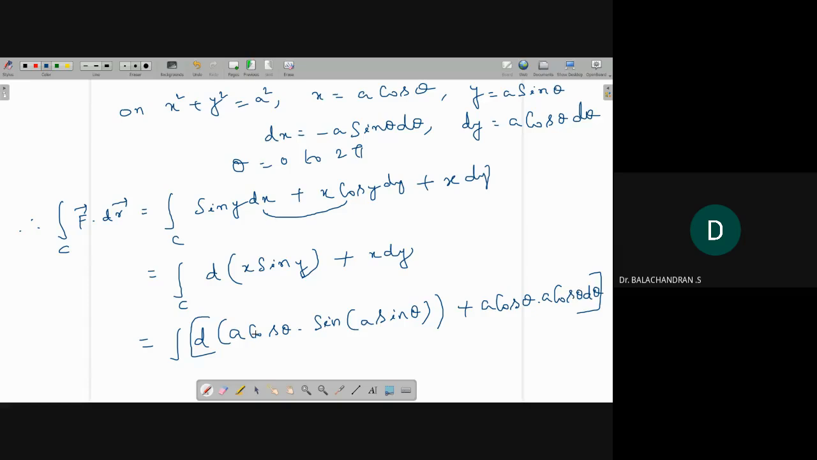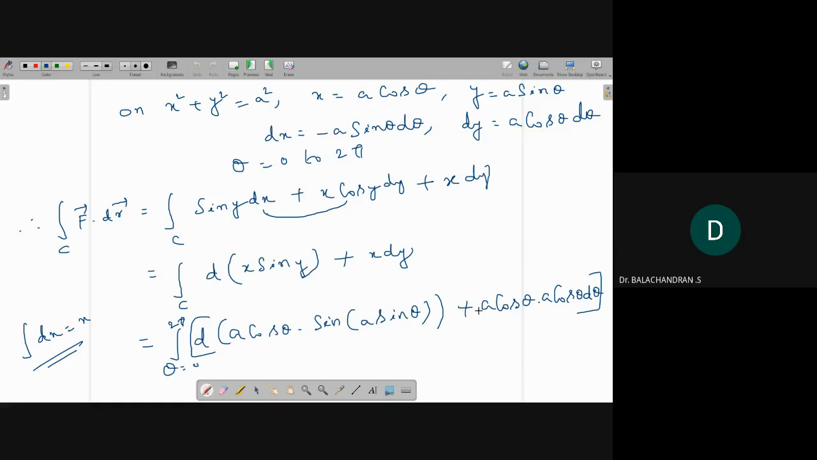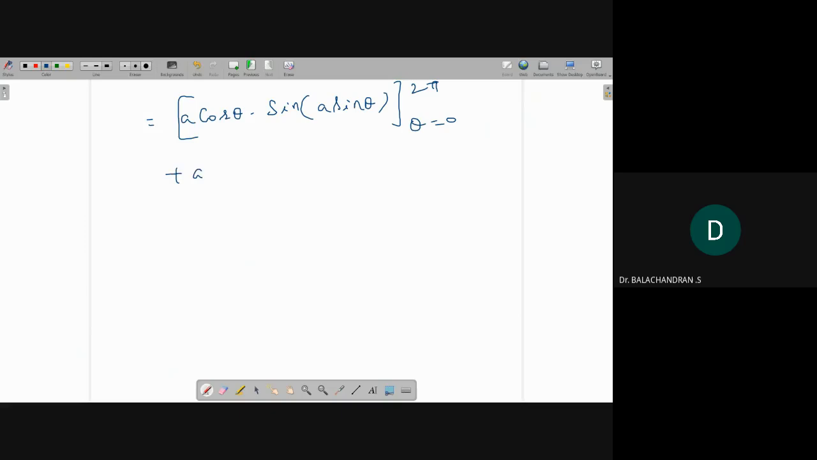Now this is nothing but actually integration of dx, which is x. The first part, integration of d of this is x. So the theta limit is from 0 to 2 pi. On the next page I will write, this is equal to a cos theta into sine of a sine theta, where theta varies from 0 to 2 pi. So this part is over. Next, here a square into cos square theta plus a square into integration 0 to 2 pi cos square theta, I will write as 1 plus cos 2 theta by 2 into d theta.